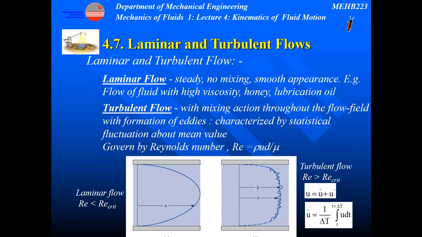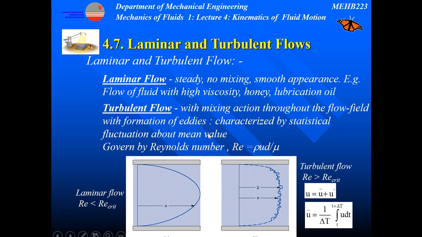So another term that you need to know here is laminar and turbulent. This is the type of flow. Okay. So what is laminar flow? What is turbulent flow? Laminar flow is steady, no mixing, smooth appearance. Flow of fluid with high viscosity like honey and lubrication oil has laminar flow. Turbulent flow is flow with mixing action throughout the flow field with formation of eddies.